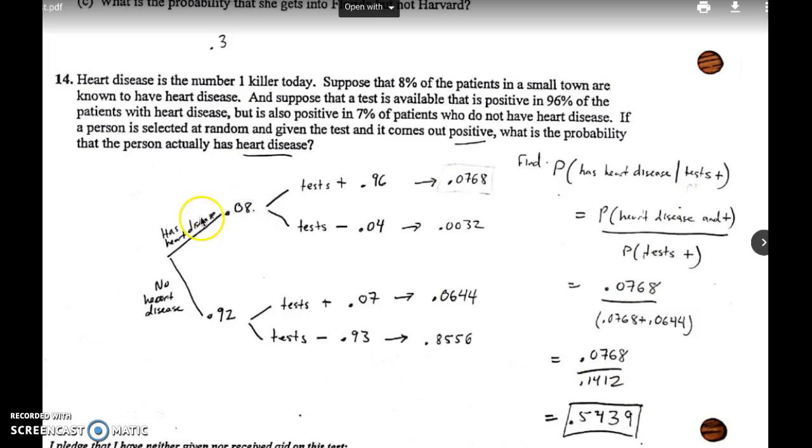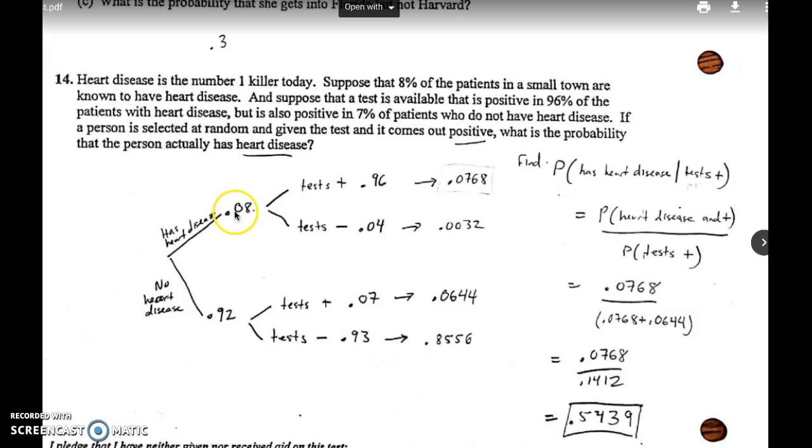And then of the people who have heart disease, the test is positive 96% of the time. So if they test positive, that's 0.96, and if they test negative, that will be 0.04. But it's also positive 7% of the time when they don't have heart disease. So for the people who don't have heart disease and test positive, that's 7%, and testing negative down here would be 93%. So then I got these four percentages.